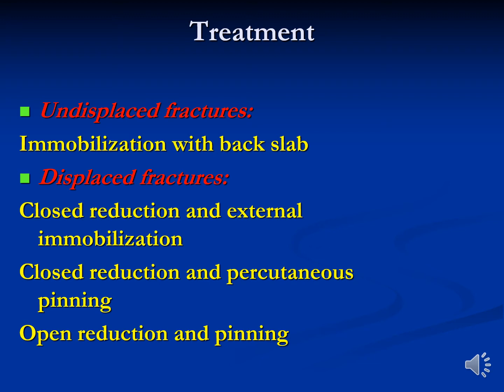Ulnar nerve injury, loss of adduction, or positive card test. Ask the patient to hold a card between his fingers. If the patient is unable to hold the card, this is a positive card test due to paralysis of the interossei muscles, which are innervated by the ulnar nerve.